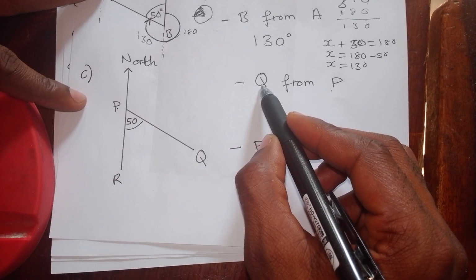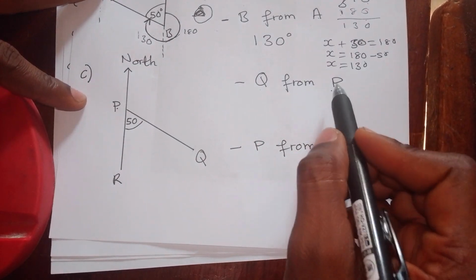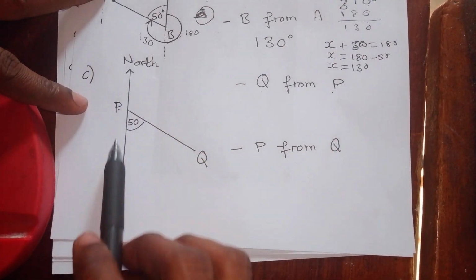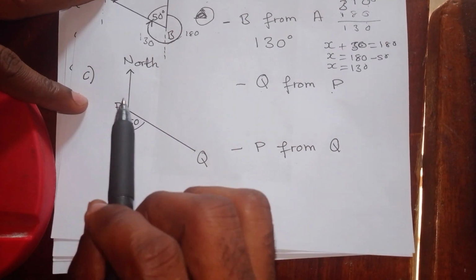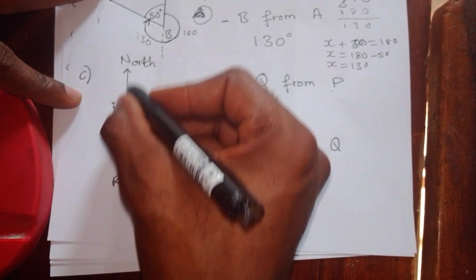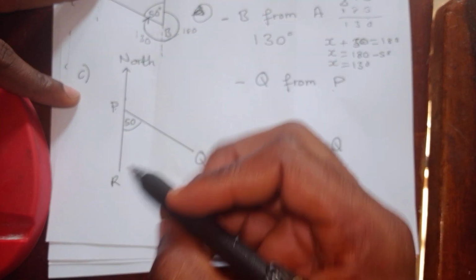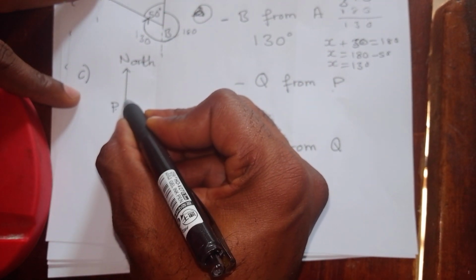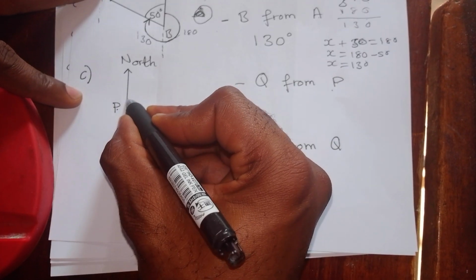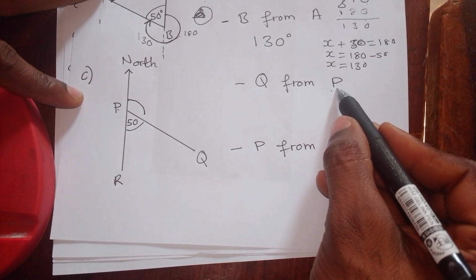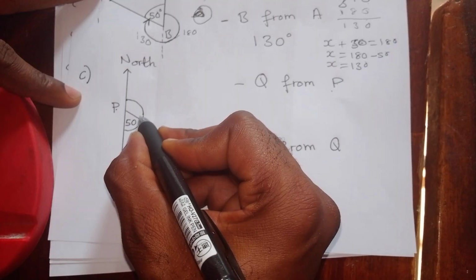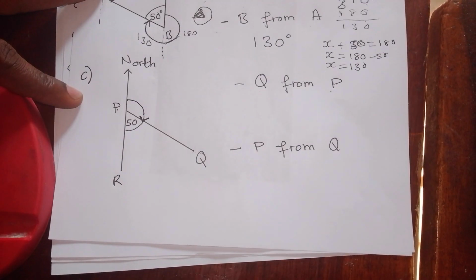So to find the bearing of Q from P, like I said, you draw a north line on P, but luckily for you, that north line is already there. So your job is to draw an arc starting from P. This north line there is your P. So start from the north line on P, and then moving in the clockwise direction, you go all the way to Q. So this is your Q there.